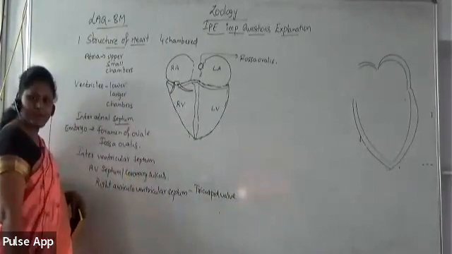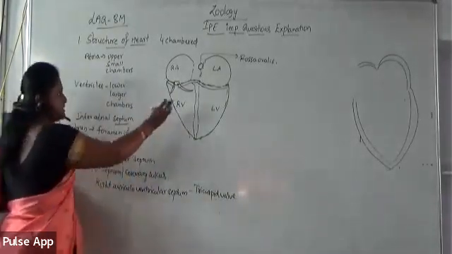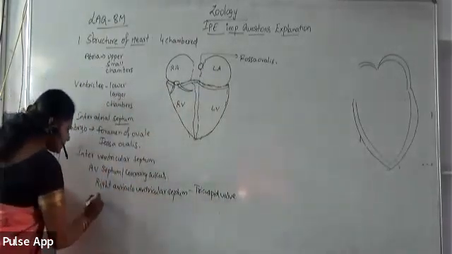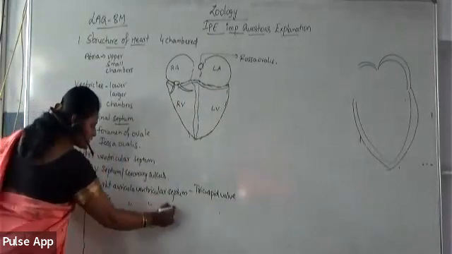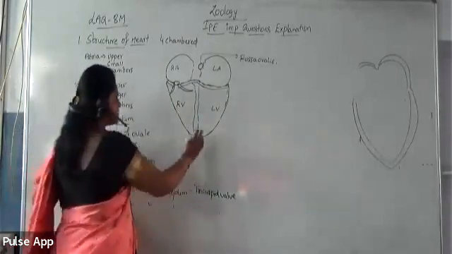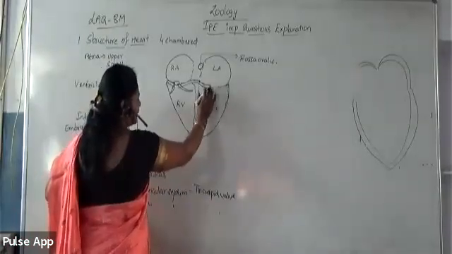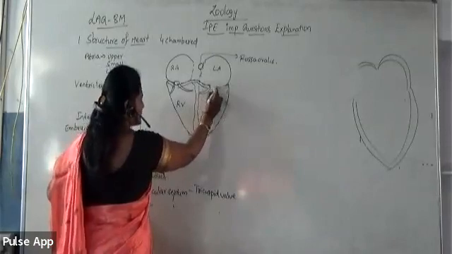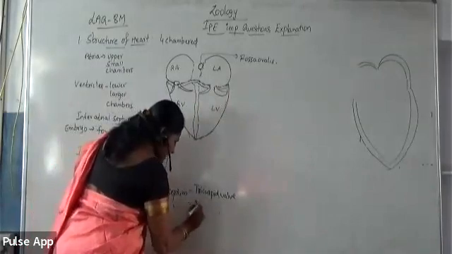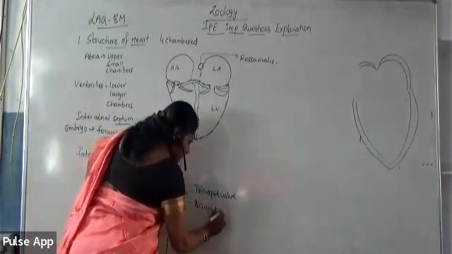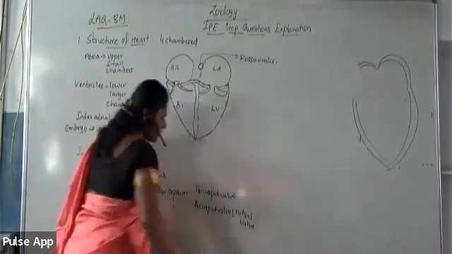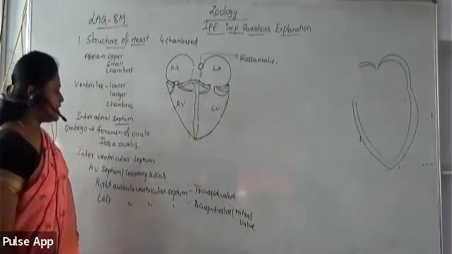And the left atrium is separated from the left ventricle by the left auriculoventricular septum, which contains an aperture, the left auriculoventricular aperture, again guarded by cusps. So 2 cusps, which is called the bicuspid valve, or it can also be called the mitral valve.